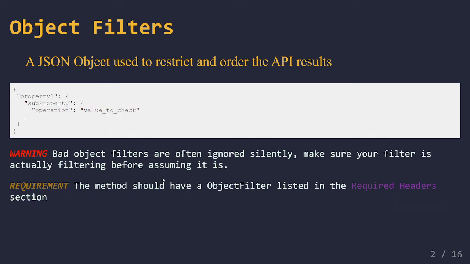So a warning that you need to watch out for: bad object filters are often ignored silently. And so make sure your filter is actually filtering something before assuming it is. A good way to do that is just invert your object filter and see if the result is changed. And so a requirement: the method should have an object filter listed in the required headers section. Not all API methods can have object filters applied to them, so just make sure it's valid before you apply one.